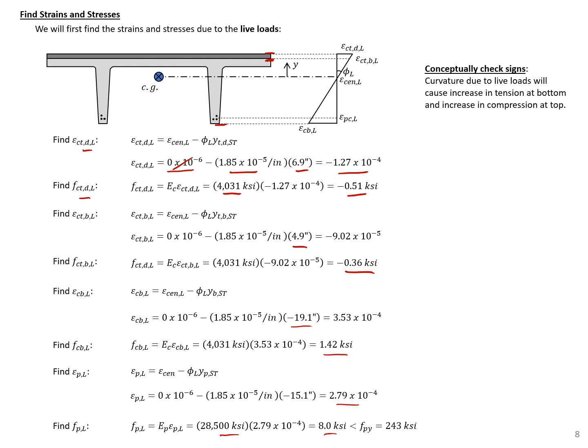So these are all the strains and stresses from just all of our live loads. And we need to combine these stresses with the stresses from our sustained loads to get the total stresses on our precast, or on our composite section.